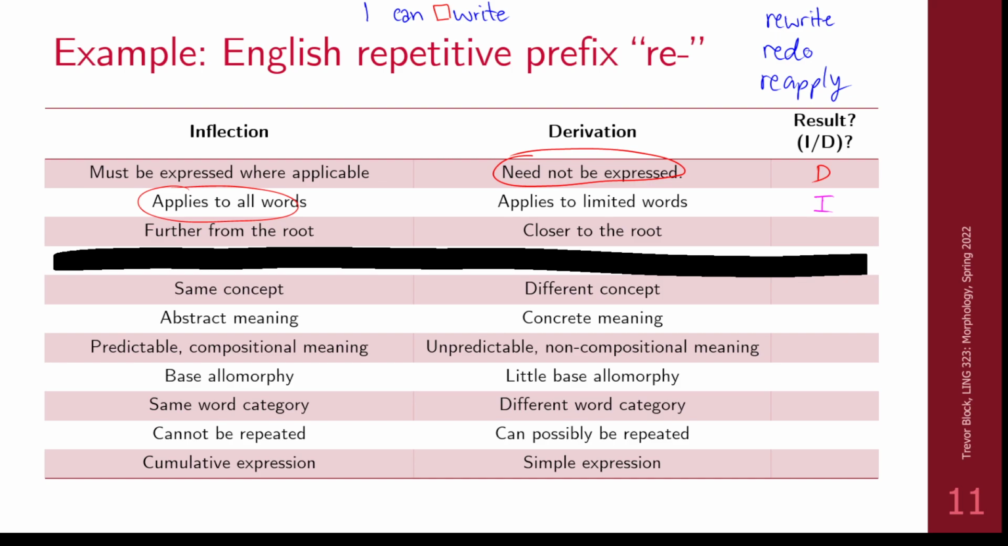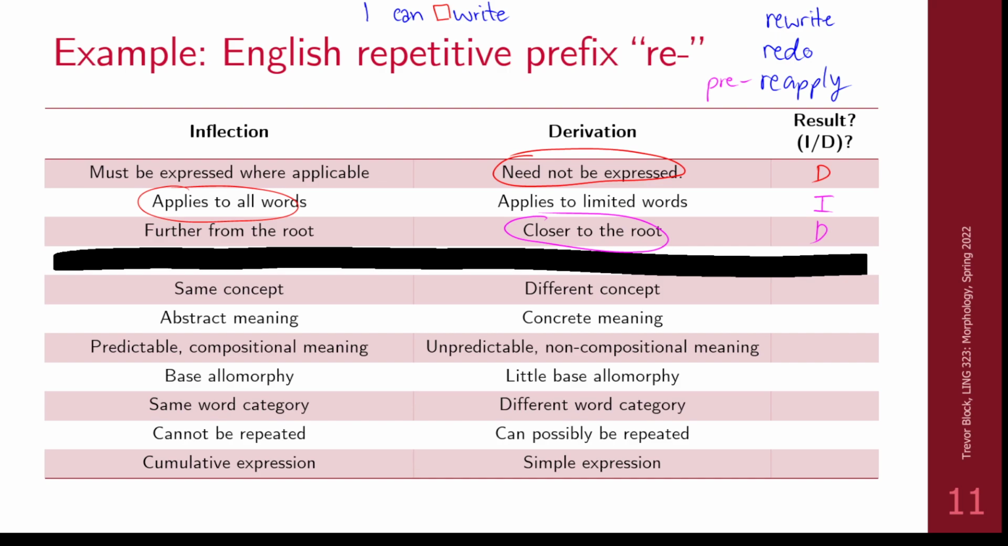Is it closer to the root or further from the root? Well, you can say you can pre-reapply to something. I could add another suffix to it, or another prefix to it. So yeah, it appears to be closer to the root. So let's call that derivational. Okay, we're skipping relevance to syntax.